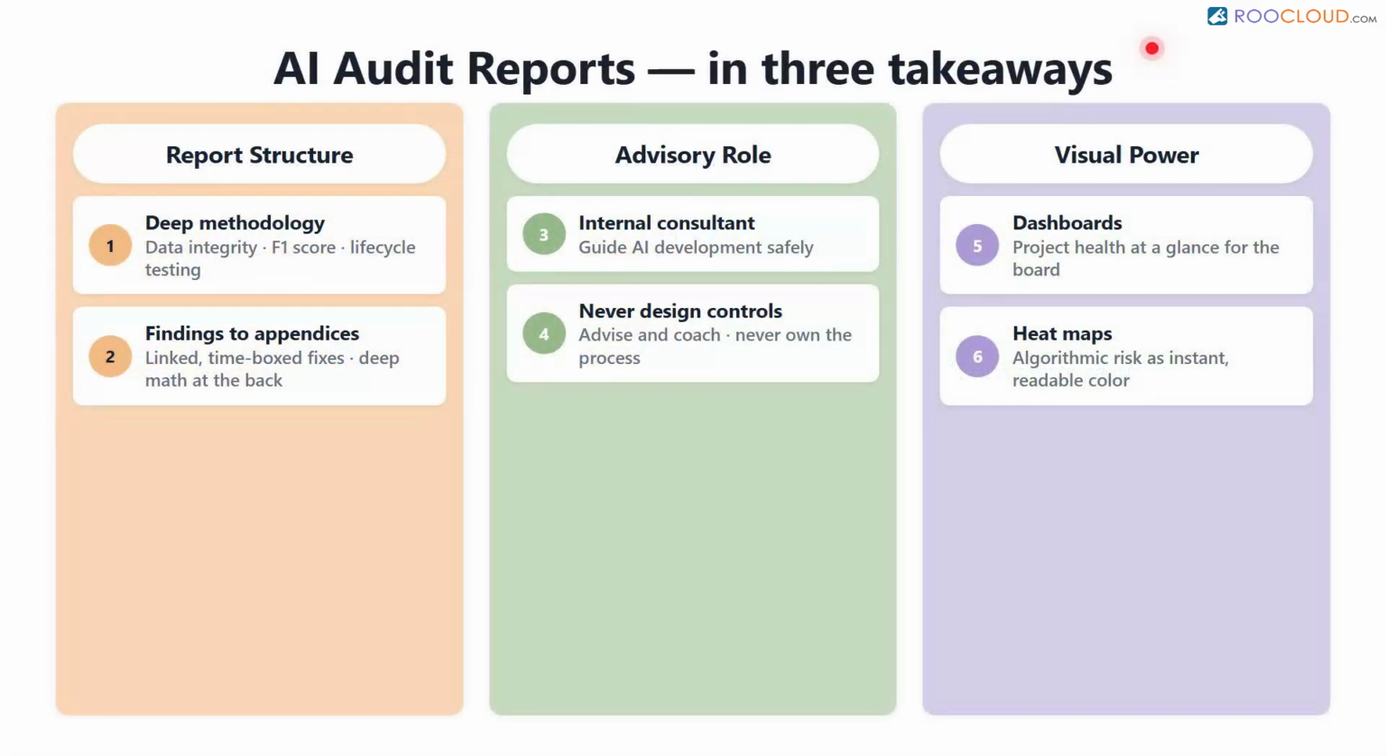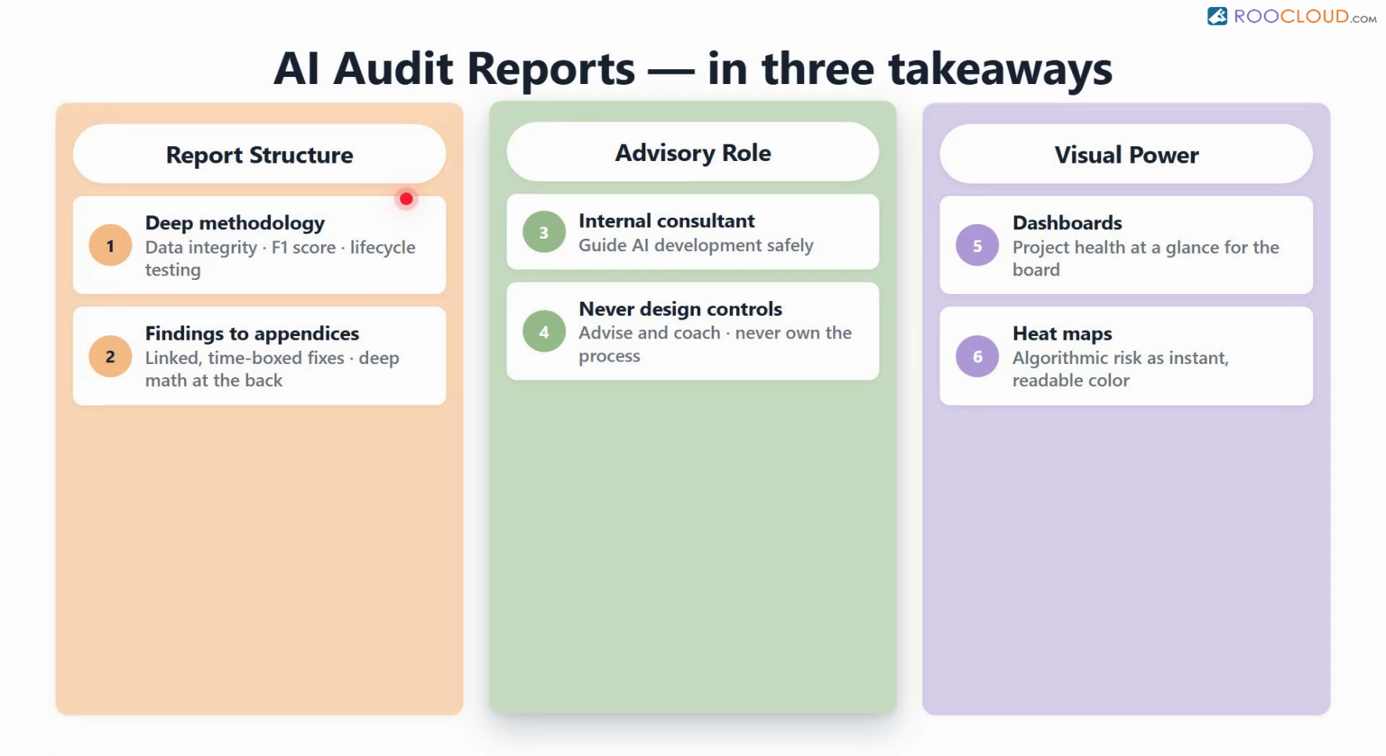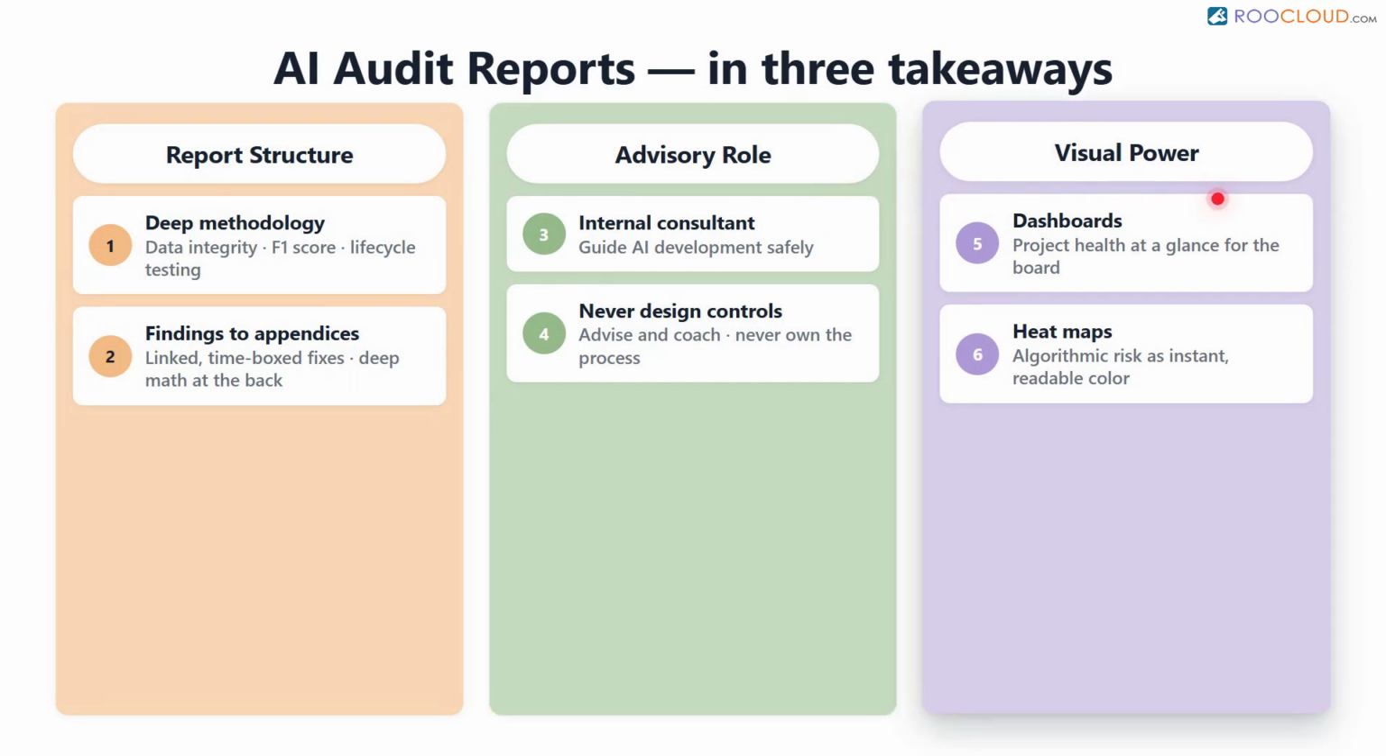Let us recap the core takeaways from this session. We explored the robust structure of an artificial intelligence audit report, noting that it requires deep methodology sections covering data integrity, model performance metrics like the F1 score and system lifecycle testing. We discussed how internal auditors can act as invaluable internal consultants to guide artificial intelligence development safely, provided they never cross the line into designing the actual controls. Finally, we highlighted the power of dashboards and heat maps to translate complex algorithmic risks into instant readable insights for executive leadership.